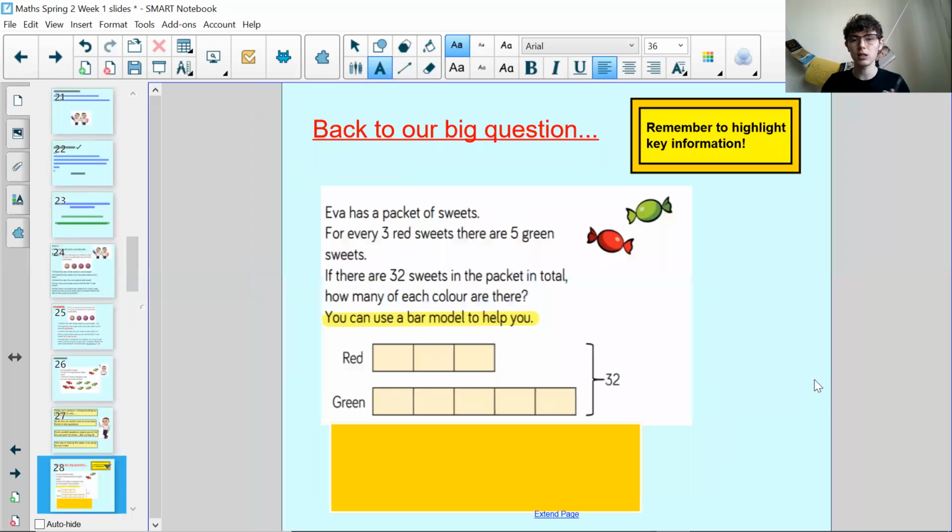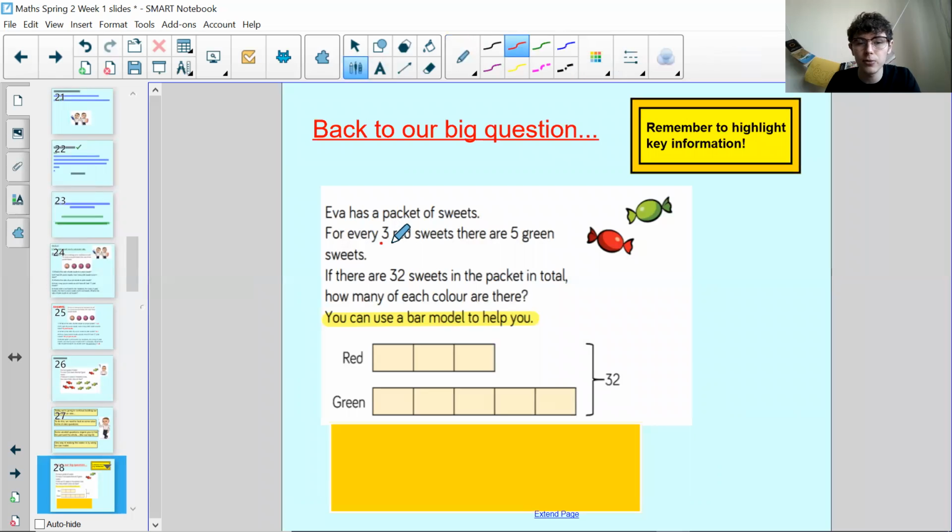Okay, so back to our big question. And obviously I'll put in this box here, remember to highlight key information. That is so important, guys. I'm always saying it. Highlight your key information in your questions, because it's always going to help to be able to look back at that and instantly know the relevant information. Okay, so Eva has a packet of sweets. For every 3 red sweets, I'll underline that, there are 5 green sweets. So I'm underlining my key information. If there are 32 sweets in the packet in total, how many of each color are there?